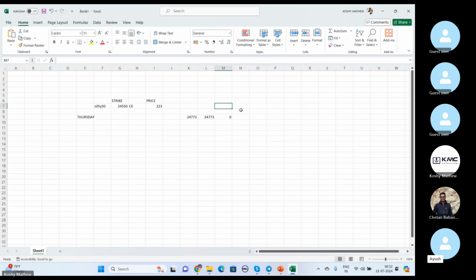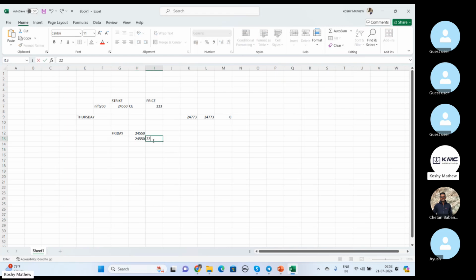Remember that. So when I'm buying a call at say 24,550, Nifty crossing 24,550 is not enough for me to make a profit, but this is on Thursday. So what happens? You bought it on a Friday. Remember this. Bought it on a Friday. Nifty is here at 24,550 and you bought the strike price 24,550 by paying a premium of 223.